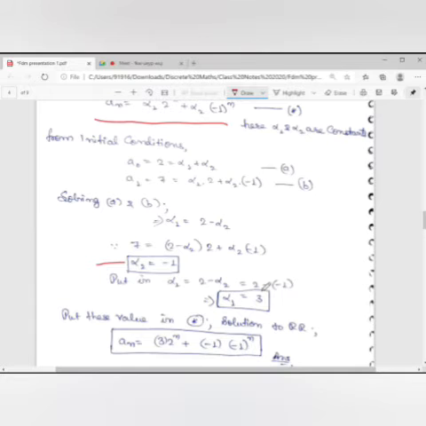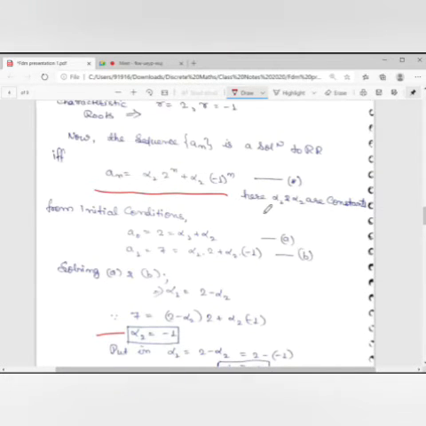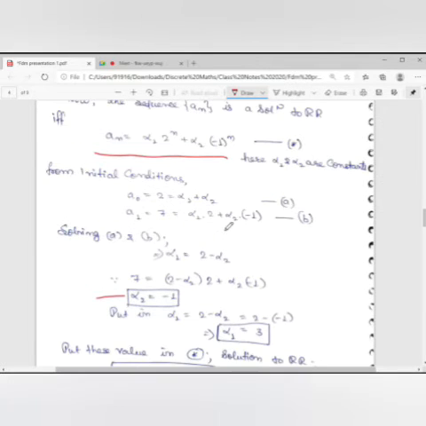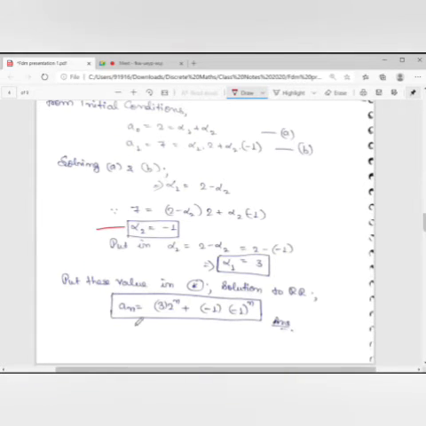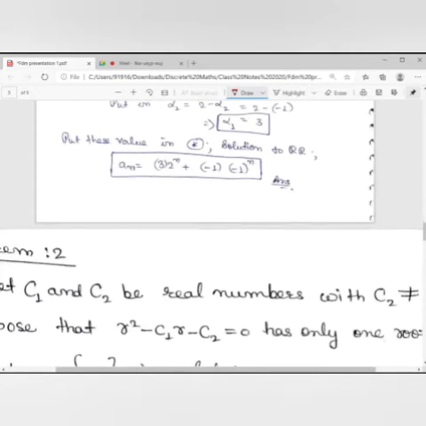Now finally we will put the value of alpha 1 and alpha 2 in this equation, so we will get the final answer, and I have put here a_n is equal to 3 into 2^n plus minus 1 into (-1)^n. It is the final answer. Here we conclude the case of degree 2 with distinct roots. What happens if there are two similar roots? Now I will read the statement of theorem number 2.